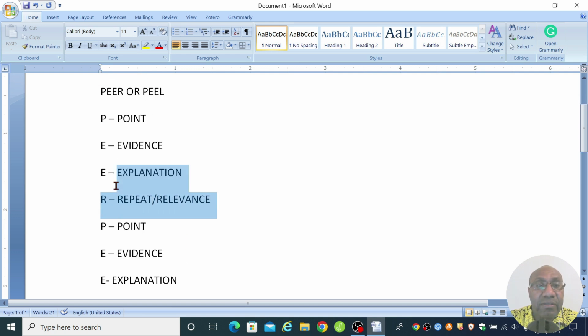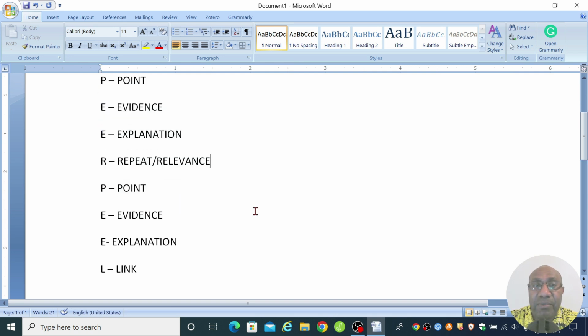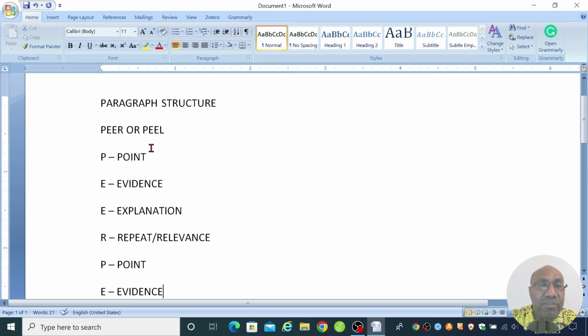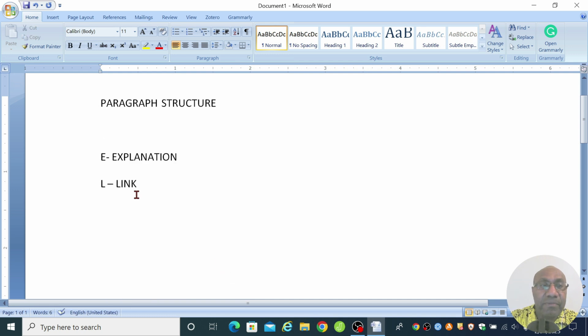I usually use the PEER, because I am more familiar with it and I have used it in my writing, so it comes as second nature. You may be more familiar with PEEL. Whichever acronym you use, the structure is the same and the writing technique is still the same. Whichever you use, you will still get good academic writing. So let's go over each of those and look at some examples.